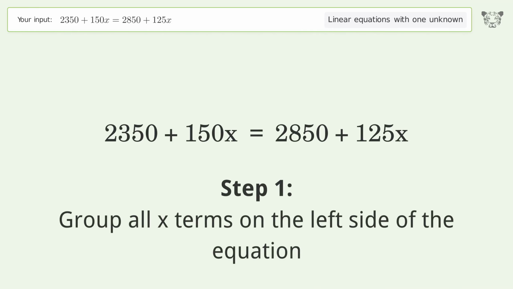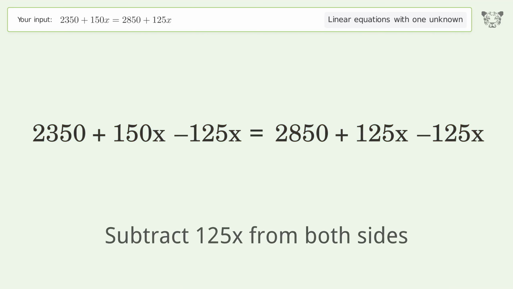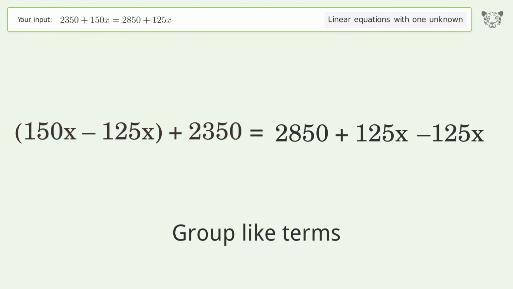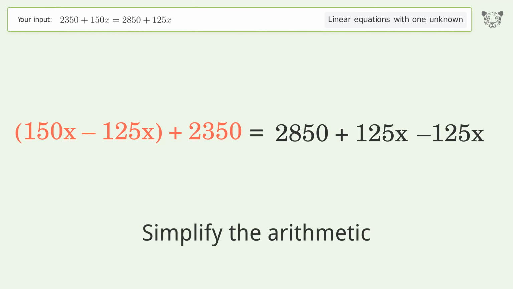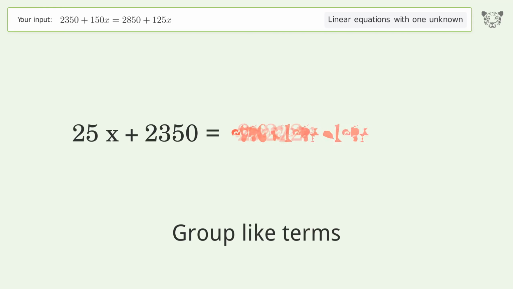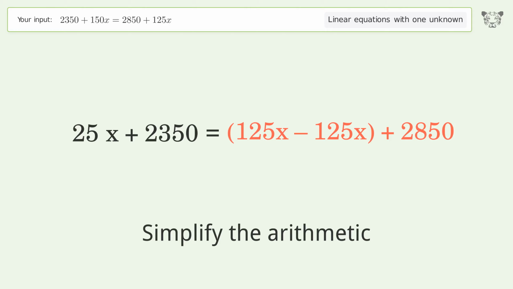Group all x terms on the left side of the equation. Subtract 125x from both sides. Group like terms. Simplify the arithmetic. Group like terms. Simplify the arithmetic.